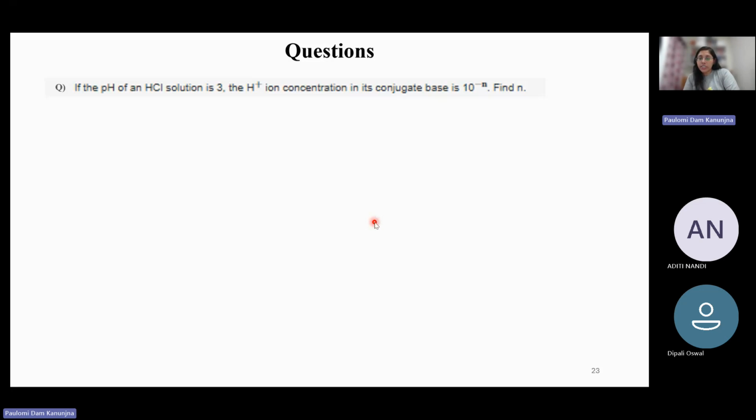Just read the question once again, maybe. Just read the question. What exactly are they asking? H plus or base? Please don't miss out on the keywords. You are getting there, but just read it. It says conjugate base or conjugate acid.